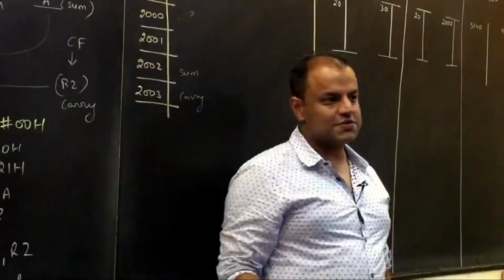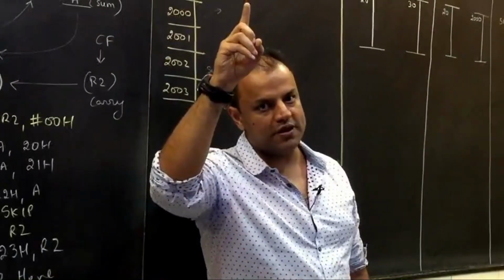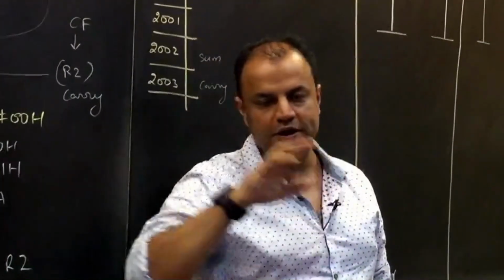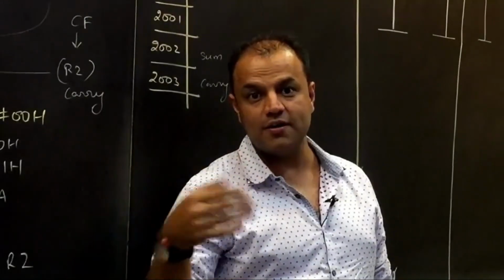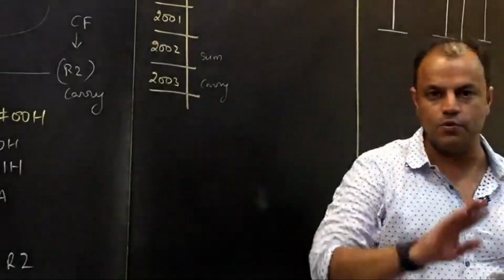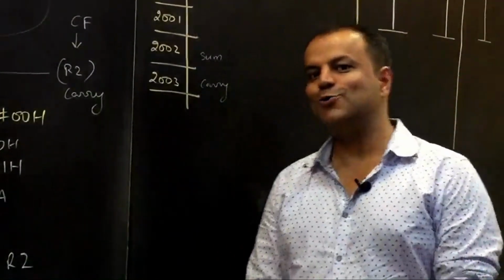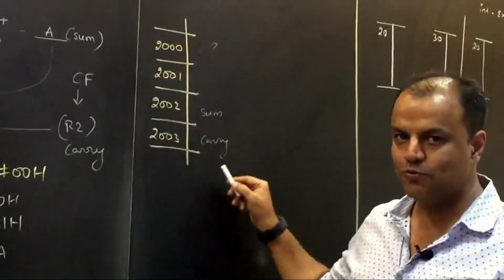External RAM uses the MOVX instruction. In the MOVX instruction, you can only use indirect addressing. Please go back to the addressing modes lecture and remember this point. Direct addressing mode works for internal RAM. Indirect addressing mode works for internal RAM also, external RAM also, which means external RAM supports only indirect addressing mode. It does not support direct addressing mode. Are you clear? So, you cannot directly use the addresses 2000, 2001, 2002, 2003.